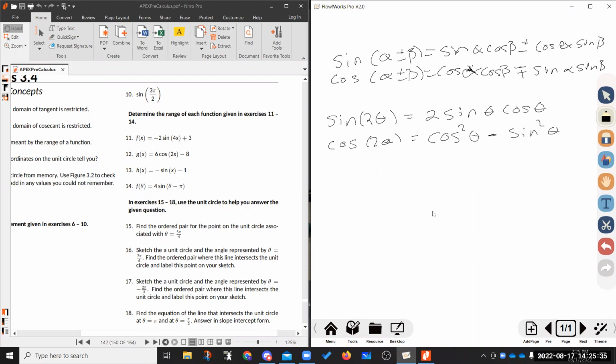We can use our Pythagorean identities to rearrange here and get everything in terms of sine or cosine. So cosine squared is 1 minus sine squared. So that's 1 minus 2 sine squared theta. Or I could say that sine squared is 1 minus cosine squared, and that becomes 2 cosine squared theta minus 1. All three of those are appropriate. We're going to need to use some of these. Before Calculus 2, you're going to want to memorize your power reducing formulas.